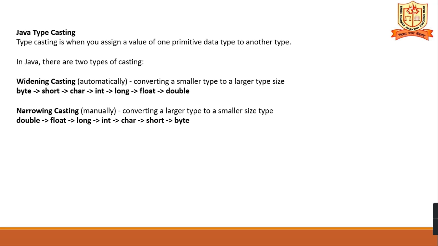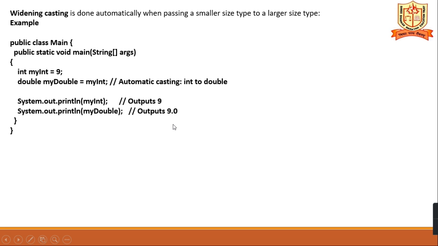So here, what is smaller? Byte of 1 byte, short, and then char, int, long, float, double. So here we are converting a smaller byte into a higher byte. It is done automatically. And next is narrowing casting, that is done manually, that is converting a larger type to a smaller size type. So double, float, long, int, like this it will be converting higher to lower.